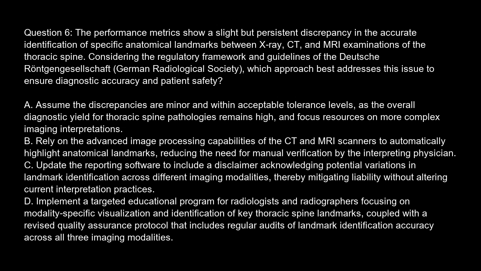Option A. Assume the discrepancies are minor and within acceptable tolerance levels, as the overall diagnostic yield for thoracic spine pathologies remains high, and focus resources on more complex imaging interpretations. Option B. Rely on the advanced image processing capabilities of the CT and MRI scanners to automatically highlight anatomical landmarks, reducing the need for manual verification by the interpreting physician. Option C. Update the reporting software to include a disclaimer acknowledging potential variations in landmark identification across different imaging modalities, thereby mitigating liability without altering current interpretation practices.